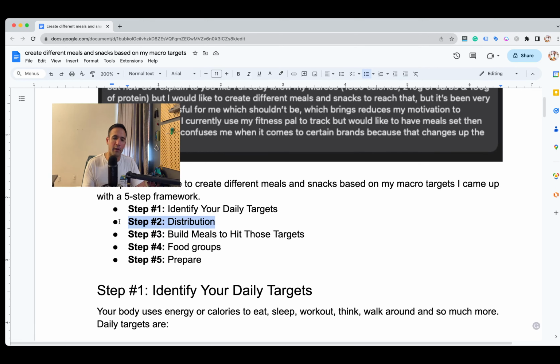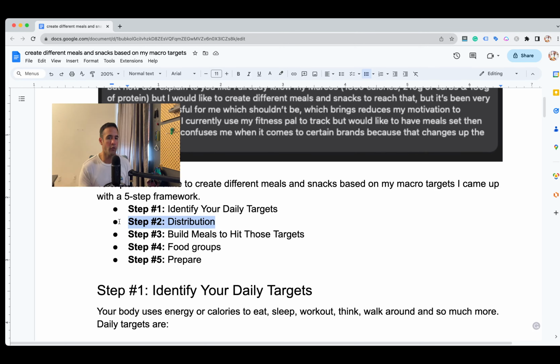The next step in our 5-step framework is going to be building meals that hit those targets. So being able to identify, here's a good source of protein. Here's a source of protein I can add to this meal. Does this protein contain any fat? Does this protein contain anything else? Who knows, right? And so that's where we'll come into building these meals.